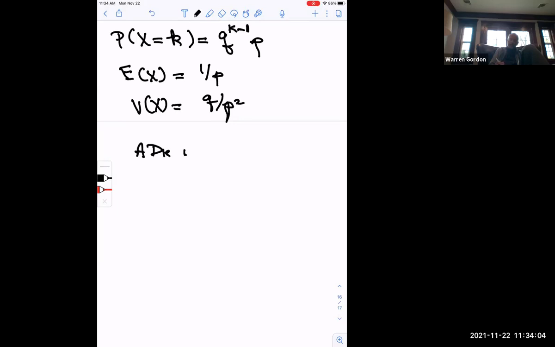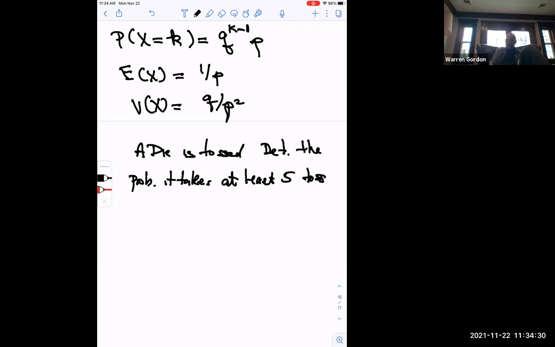A die is tossed. Determine the probability it takes at least 5 pluses before a 6 appears.